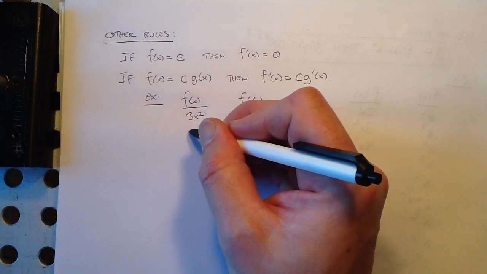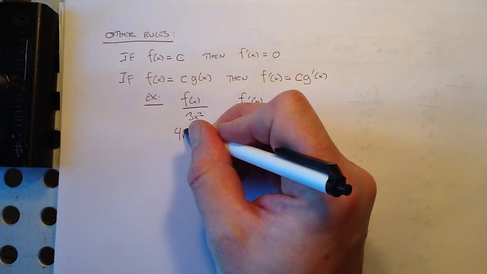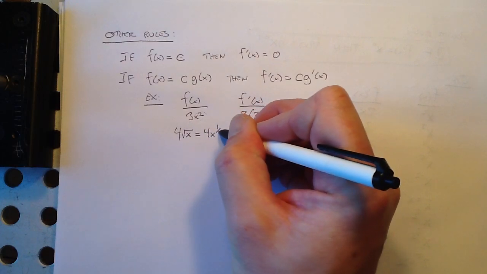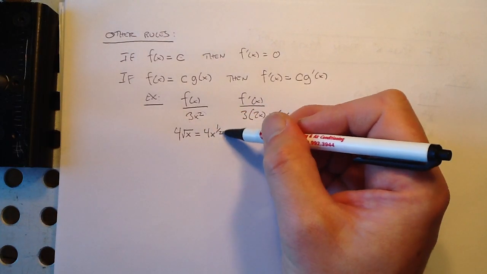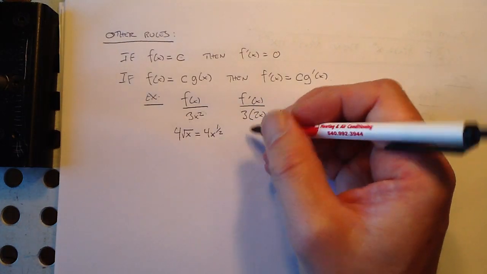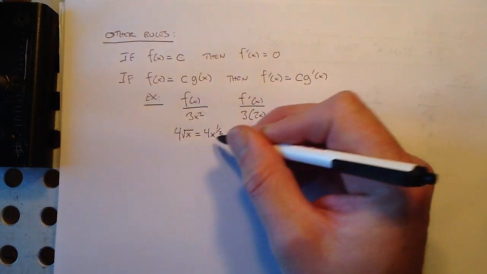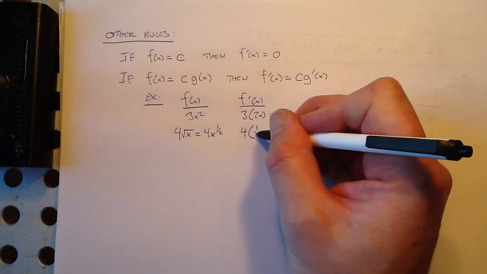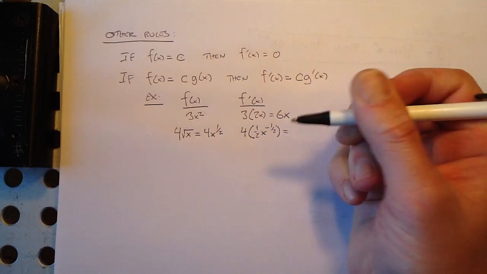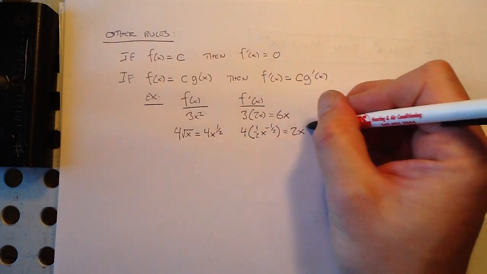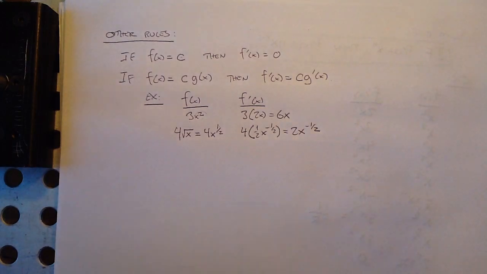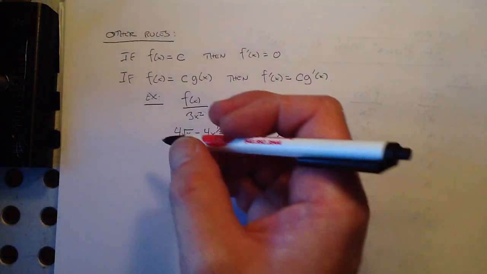So if we had, like, what's the derivative of 4 times the square root of x? Well, that's the same as 4x to the 1/2, right? That's a better form for us, for our new rule. So that would be equal to 4 times the derivative of x to the 1/2, which is 1/2 x to the negative 1/2, and 4 times 1/2 is 2. So it's 2x to the negative 1/2, and so on. That's a real easy rule to use.